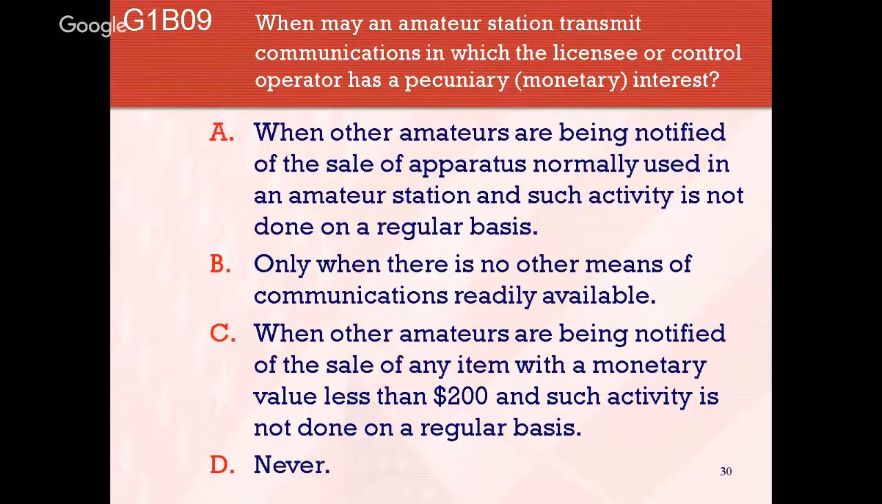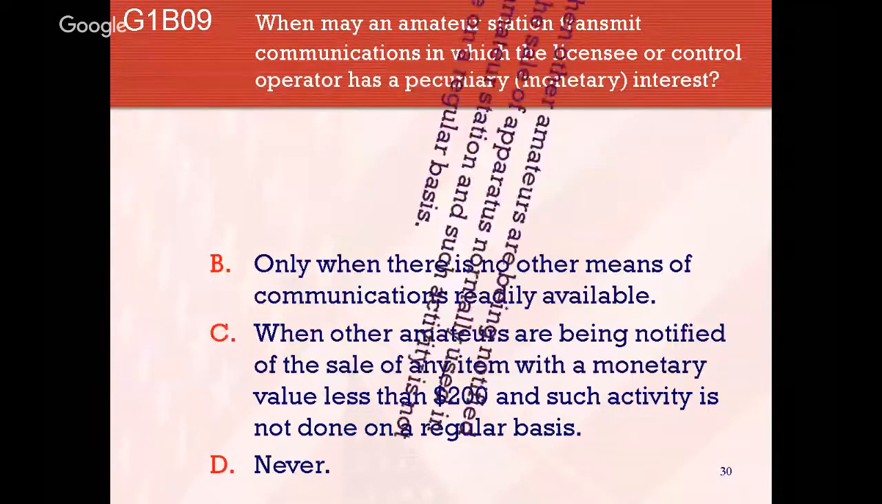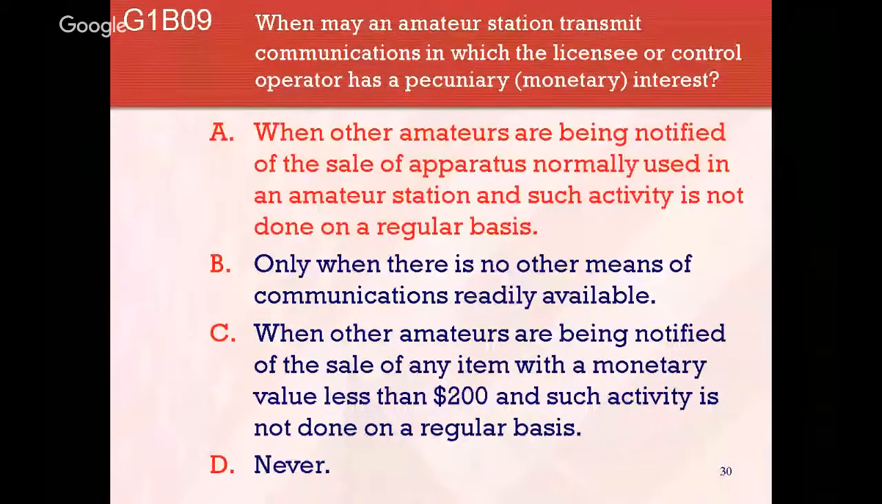If you look at answers B, C, and D, those do not apply at all. There is no monetary value less than 200, a silly answer to have on there. And when there's no other means of communication readily available, well, that's not exactly true either. Your correct answer is A, when other amateurs are being notified of the sale of apparatus.